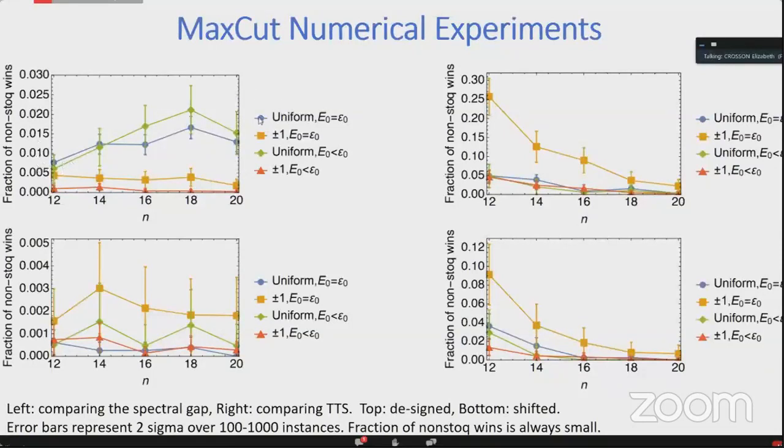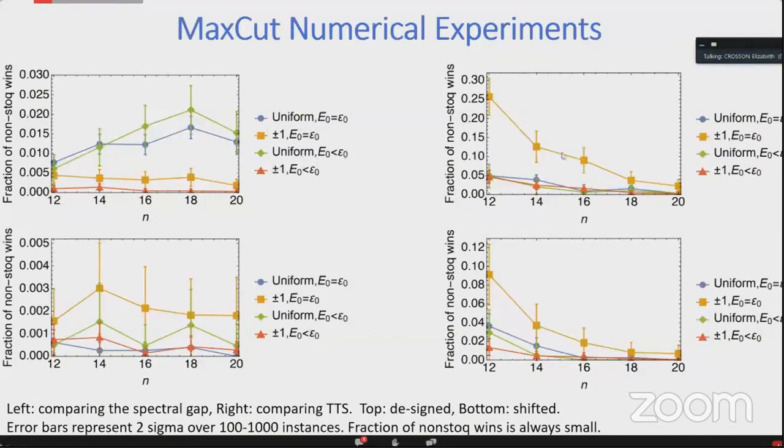Here you can look at the different curves for whether the coefficients of the path change are chosen uniformly at random or in plus or minus 1. And then also these conditions of whether the true ground state energy subspace. So apparently your best chance of a non-stochastic win is to take the coefficients uniformly and actually have that condition apply. But it's not so different from not having the condition apply.